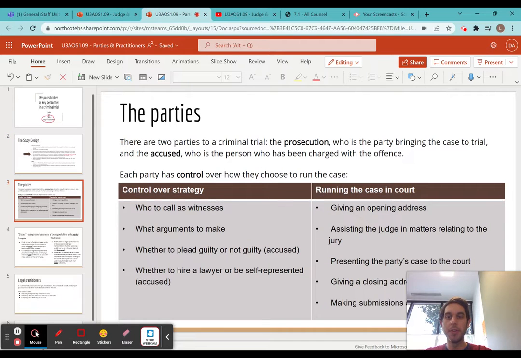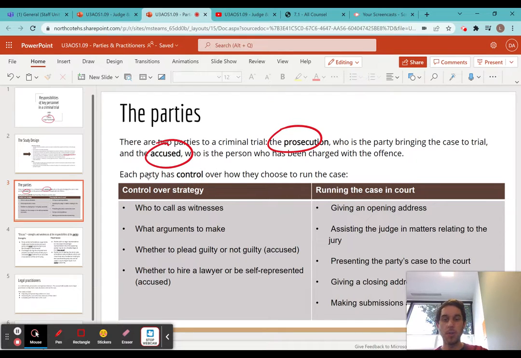So let's start with the parties. There are two parties to any criminal trial, and so the parties are basically the two sides. So we've got the prosecution, who's the party bringing the case to court, and we've got the accused person, who's the party who has been charged with the offence. These are the two sides of the case. We call them the parties. And their main responsibility is that they have complete control over how they're going to choose to run the case.